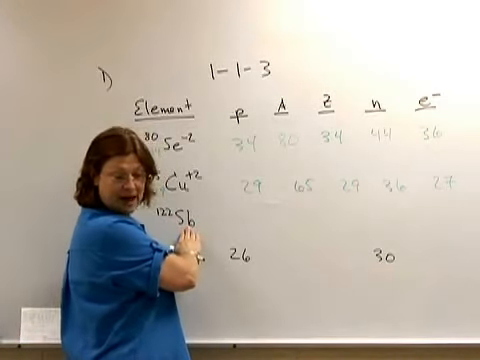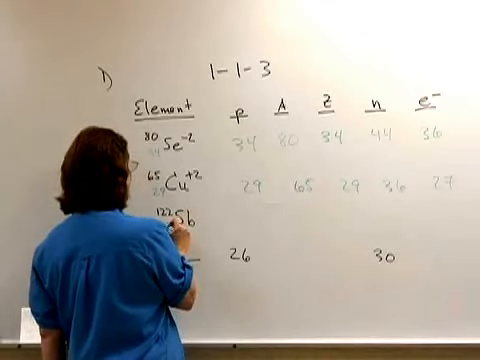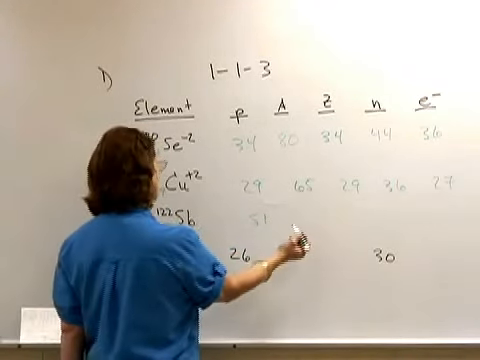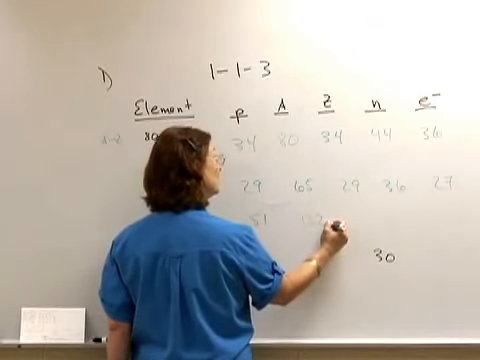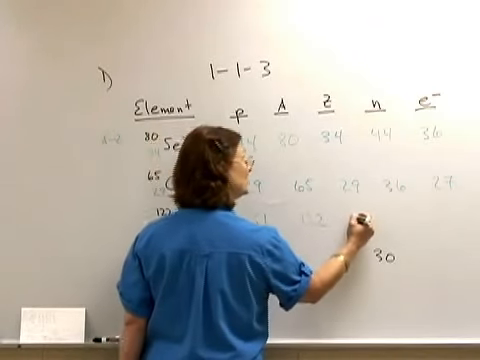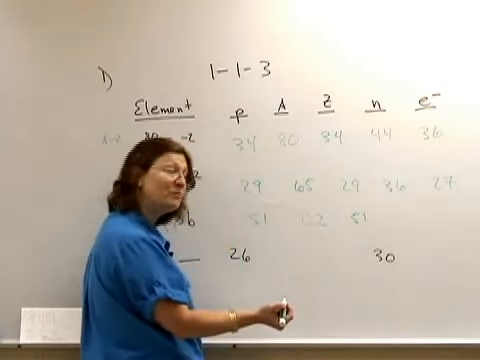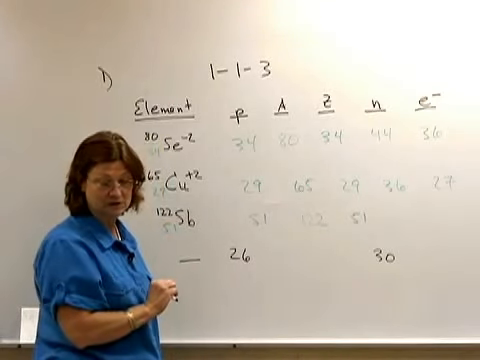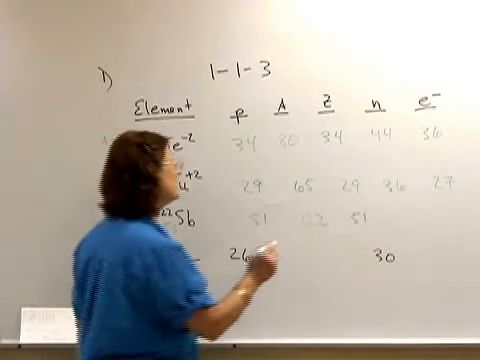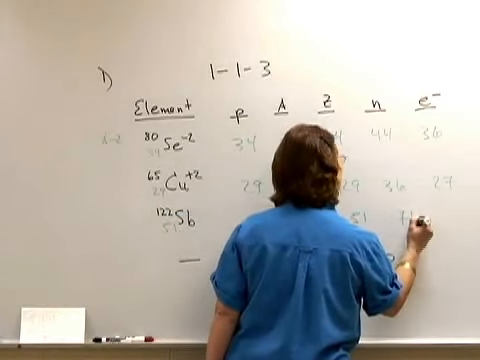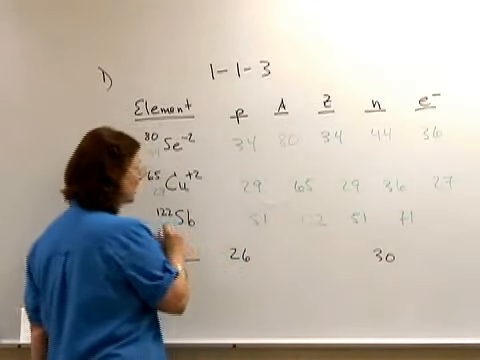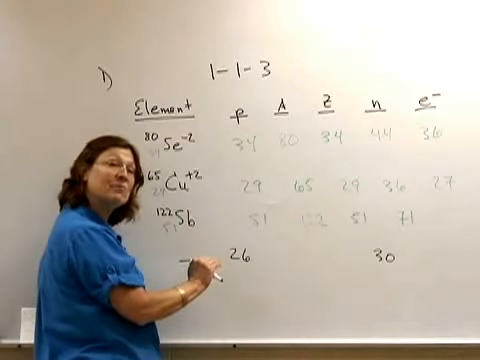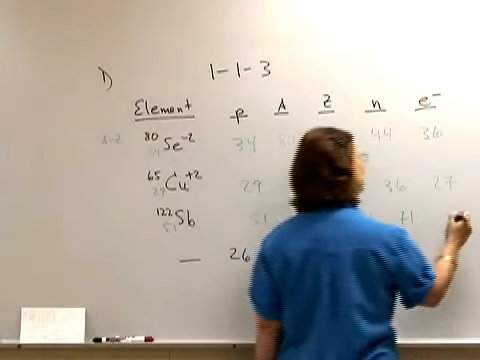Antimony here has an atomic number of 51. Therefore, it has 51 protons. My atomic mass is 122. My atomic number is 51, which is the same as the number of protons. My neutrons is the difference between those two numbers, and that would be 71. Now, this is not a charged atom, and therefore I have the same number of electrons as I have protons, and therefore that would be 51.